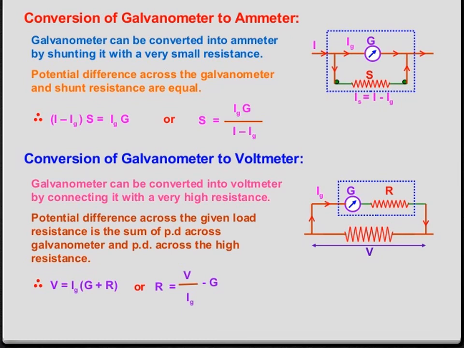Now let I be the current that is passing through the circuit. It is a very important question. When the current reaches the junction A, it divides into two components. Let Ig be the current passing through the galvanometer of resistance through the path AGE, and the remaining current passes through the path ACGE through the shunt resistance.